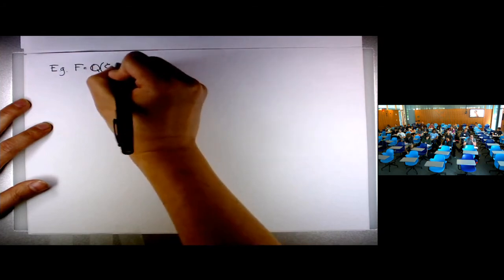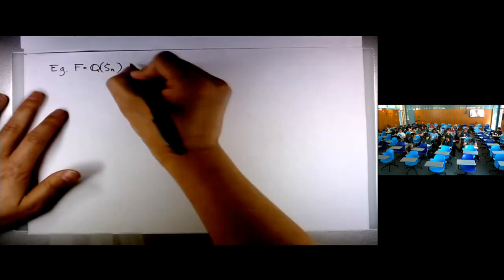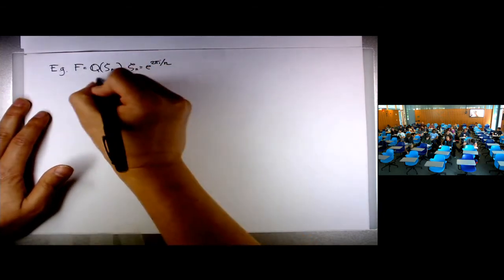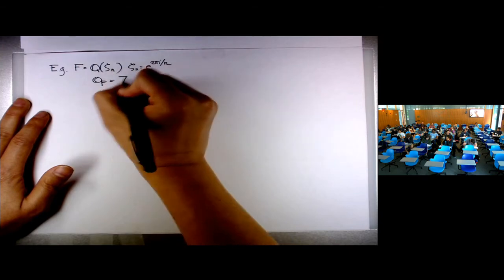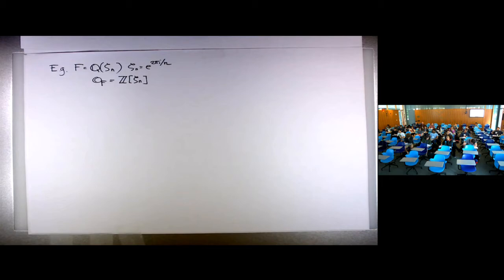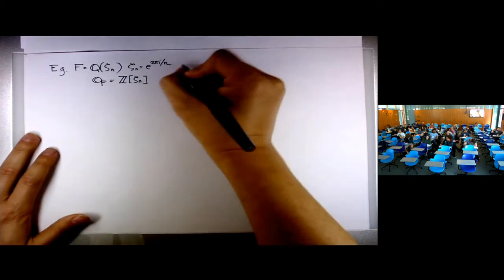Let's see, more examples. If I take F to be Q adjoin zeta_n, where zeta_n is the n-th root of unity, in this case O_F is actually just Z adjoin zeta. This is also called the cyclotomic field, I should say.